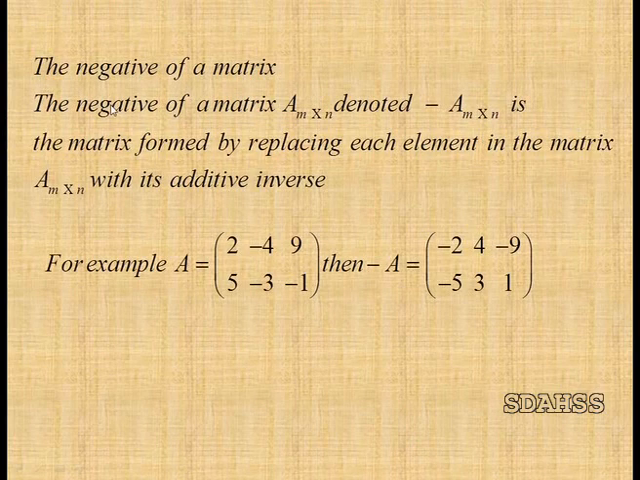Negative of a matrix: the negative of a matrix A of order m cross n, denoted by minus A, is the matrix found by replacing each element in the matrix with its additive inverse. For example, A is equal to 2, minus 4, 9, 5, minus 3, minus 1. Here multiply the minus sign inside the matrix. So you have minus 2, plus 4, minus 9, minus 5, plus 3, plus 1.